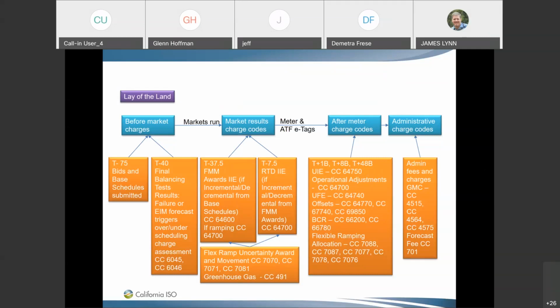You have before the market, which in this case would be the sufficiency test. And if you notice, I only have the balancing test there. I don't have the flexible ramp charge code, and that's because failing the flex test does not impact the flexible ramp awards and uncertainty. That's going to happen regardless.